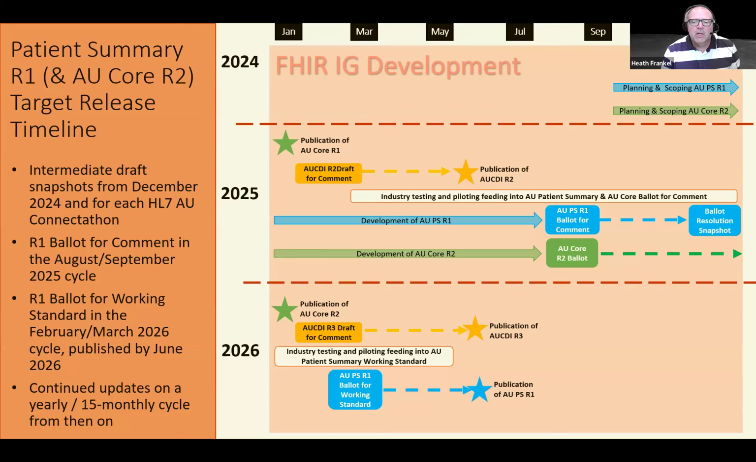So we're going to meet next month in December. We're going to have our 1-day workshop around scoping out what is in patient summary, and the following day we're going to have an AU Core scoping session, and the items that we've identified from the previous day will be brought to the attention of AU Core from there. So it's a very important meeting coming up in December.